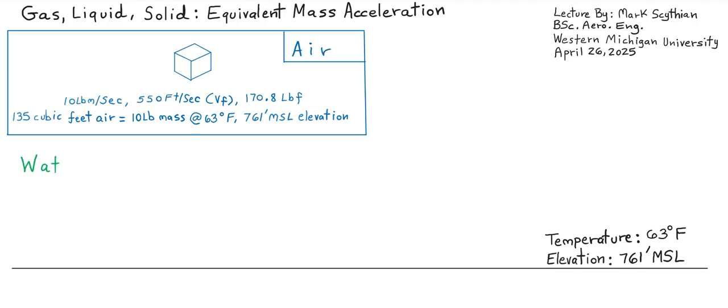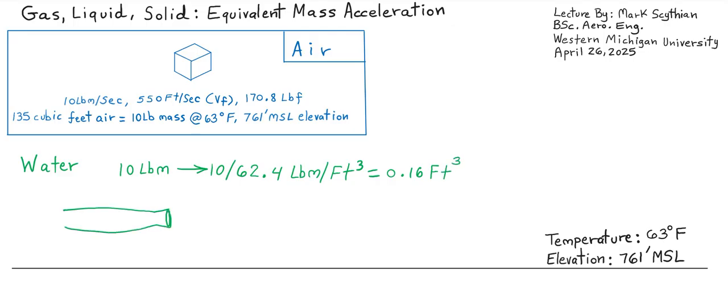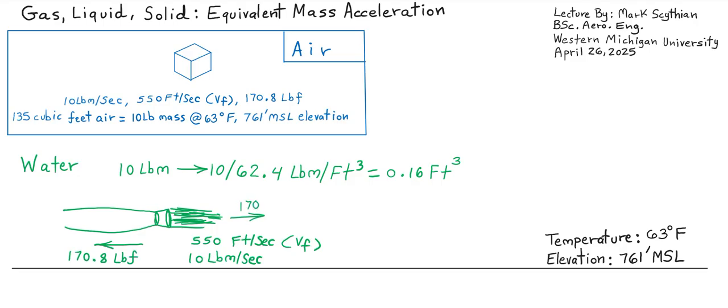Okay, so call that air. And then next one, we compare it to water, a liquid. Same thing, 10 pounds. So we know the density of water is 62.4 pounds mass per cubic foot volume. So 10 divided into 62.4 is 0.16 cubic feet of water if accelerated out of, let's say, a hydrojet from rest to 550 feet per second, and that's 10 pounds mass water flow per second.